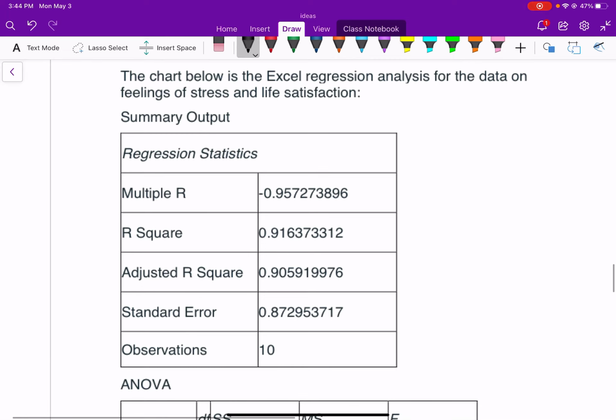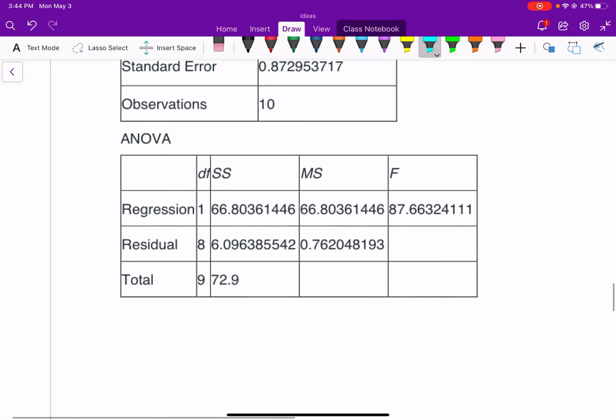I can come in here and look at my multiple R here, or my regression analysis, and I can see that it is a negative 95%. So we're looking at a 95% correlation, which is fairly high. I can also look here at my R squared and notice that the stress level is covering about 91% of the variability in life satisfaction. So it's a very high R squared as well. So we can kind of say this is a pretty strong correlation between the life satisfaction and stress levels.